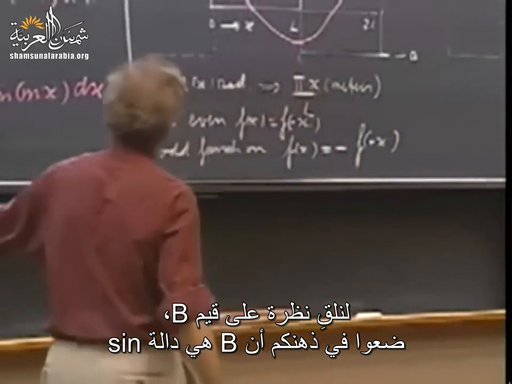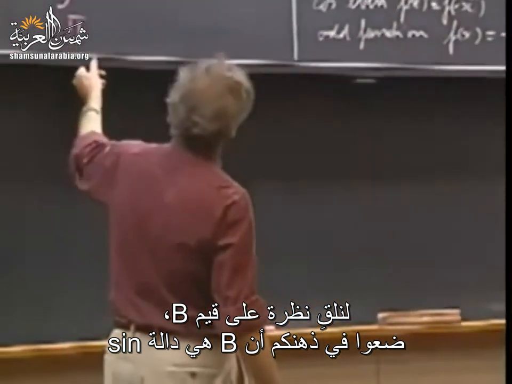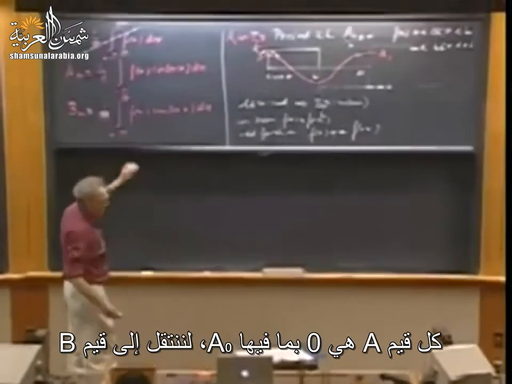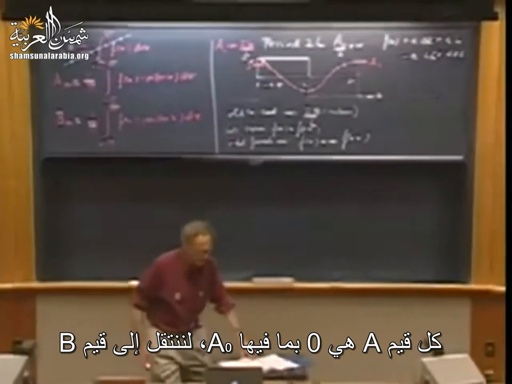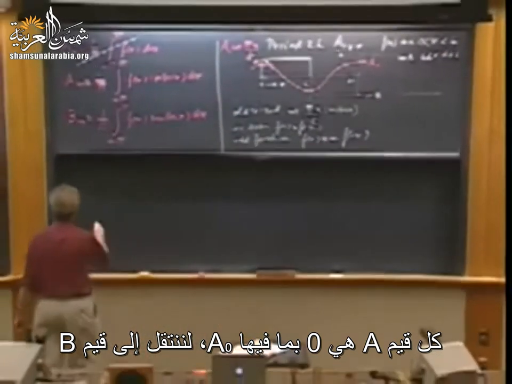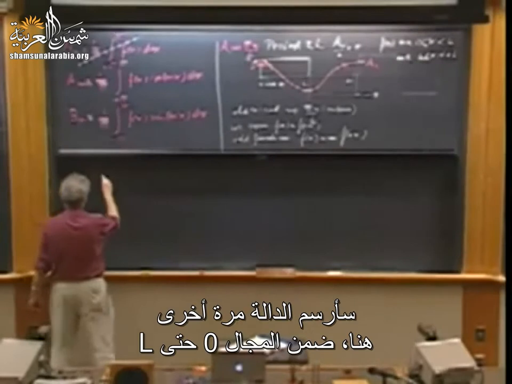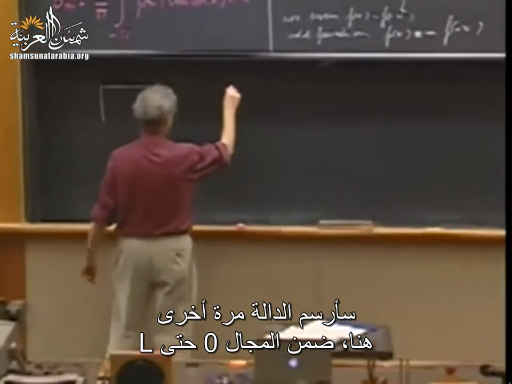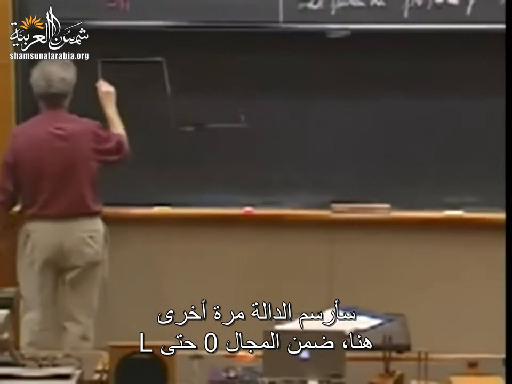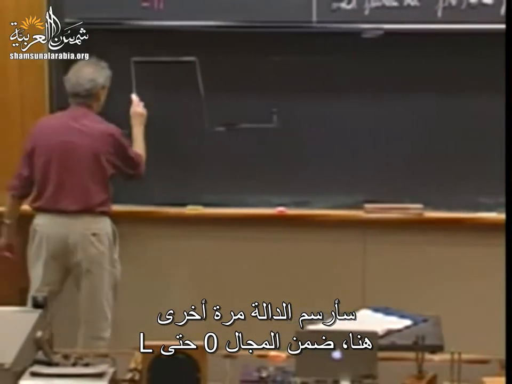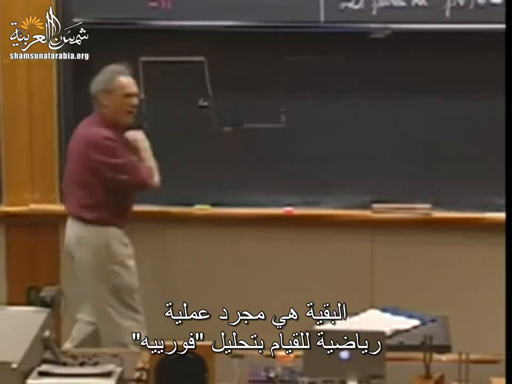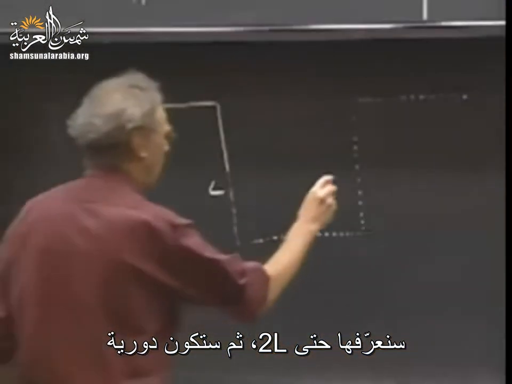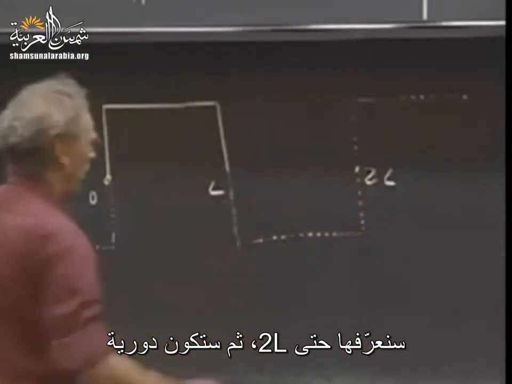Let's now take a look at the values for B. So keep in mind, B are the sine functions. So A0 is 0, all values for A are 0. Now, let's turn to the B values. So I'm going to draw the function again here. We realize, of course, it's only defined from 0 to L. The rest is only a mathematical way of doing the Fourier analysis. So we are going to define it all the way up to 2L, and then we make it periodic.